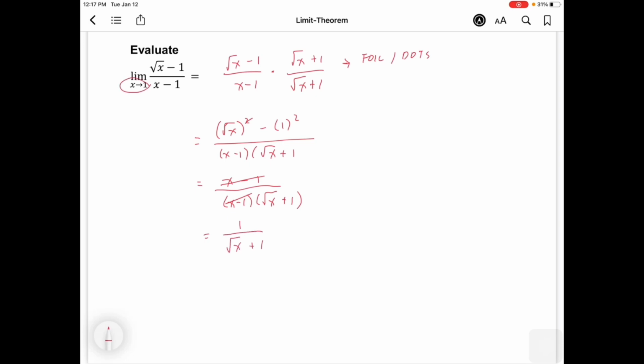I-substitute natin yung x approaches 1. This will be equal to 1 over the square root of 1 plus 1. Extend lang natin dito. So, you will have here is equal to 1 over square root of 1 is 1 plus 1 is equal to 1 over 2 as the final answer.